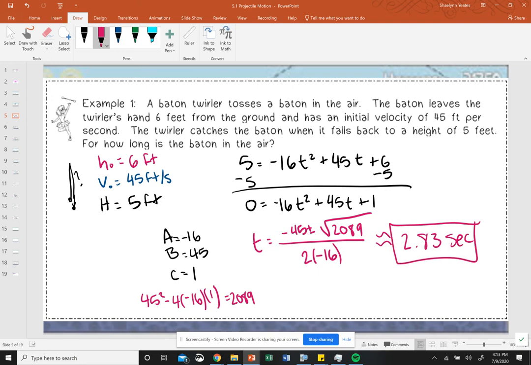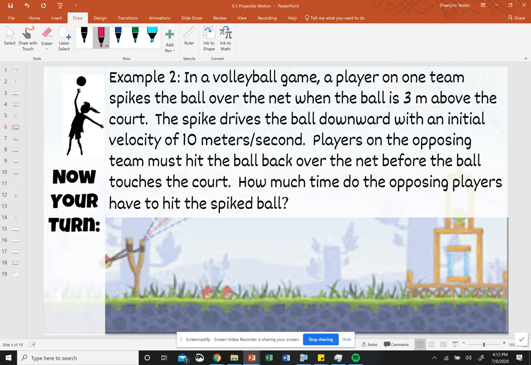Okay. So now you guys are going to do something similar. So it says in a volleyball game, a player on one team spikes the ball over the net when a ball is 3 meters above the court. The spike drives the ball downward with an initial velocity of 10 meters per second. Players on the opposing team must hit the ball back over the net before the ball touches the court. So how much time from when they hit it to when it falls do they have?